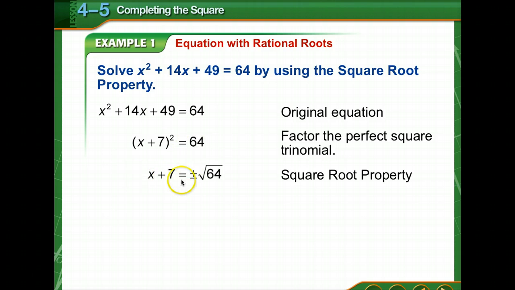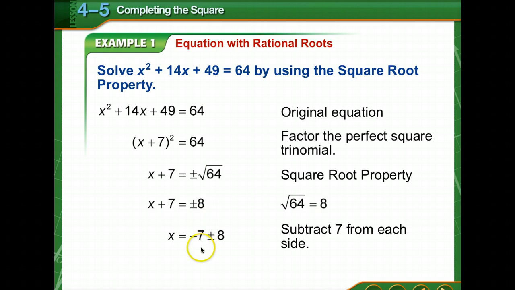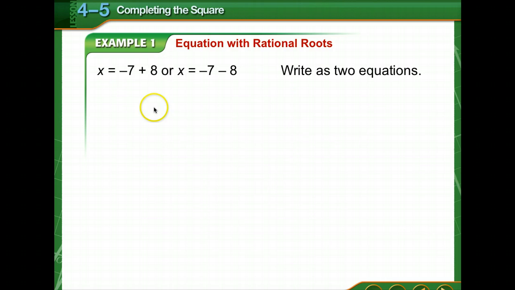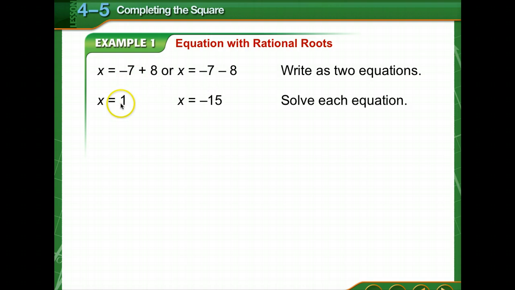We take the square root of both sides. So here we have both roots of the square root of 64. So x plus 7 could equal a positive or a negative 8, since the square root of 64 is 8. So now we're going to subtract 7 from both sides to solve for x. So x is equal to negative 7 plus 8, or it could be negative 7 minus 8, because it was plus or minus 8, remember? So it could be x equal to 1 or x is equal to negative 15. So the solution set is negative 15, 1.